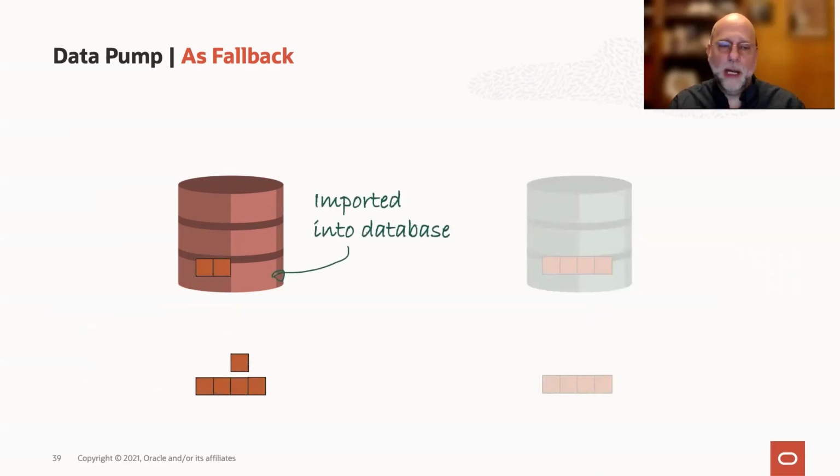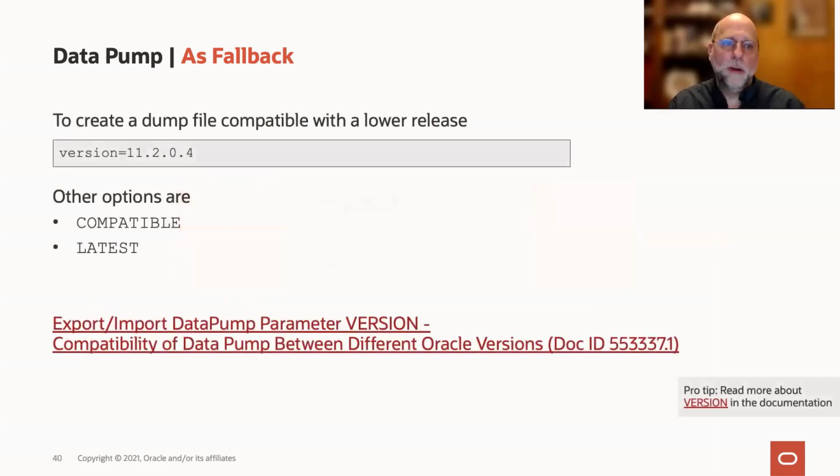So you import into the database and everything should be fine because that's really an 11204 dump file that we've produced. So again, to create that dump file compatible with the lower release, use the version parameter. You could say version equals compatible. So let's say you are on a 19C database and you had left compatible at 12.2. You could do that and you could get a 12.2 dump file out of it. Or you could, of course, say version equals latest. That's going to be the default. That's whatever you're using in that database.